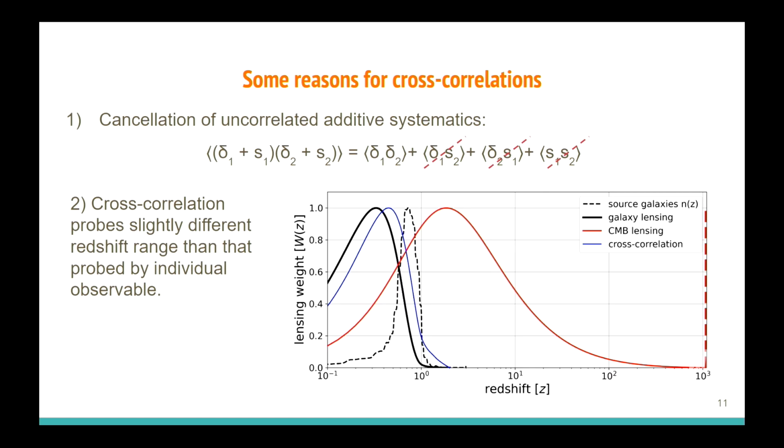Moreover, the cross correlation probes a slightly different redshift range than probed by the individual measurements. For example, this plot shows you the redshift and the lensing kernel for CMB, which is at redshift 1100. For CMB, it peaks around redshift 2. For a galaxy distribution, say, which is around redshift 1, the lensing weight is shown here by the curve. However, if one looks at the cross correlation of these two, the cross correlation is sensitive to this redshift range shown here, this blue curve, which is slightly different than that probed by the individual ones.